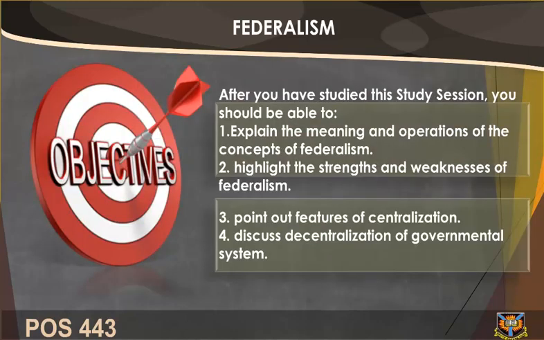Learning outcomes. After you have studied this study section, you should be able to: 1. Explain the meaning and operations of the concept of federalism. 2. Highlight the strengths and weaknesses of federalism. 3. Point out features of centralization. 4. Discuss decentralization of governmental system.